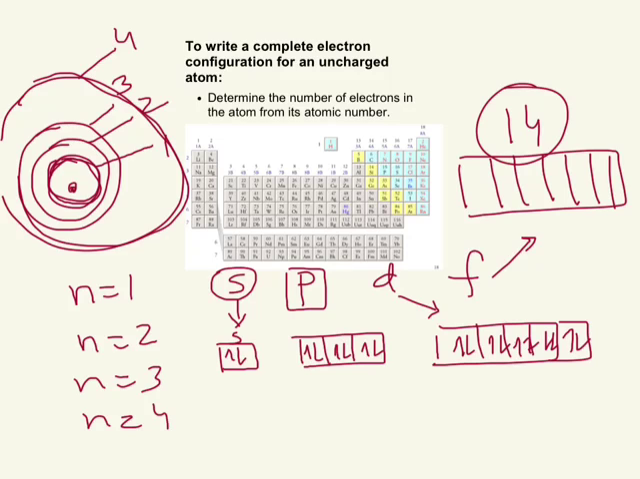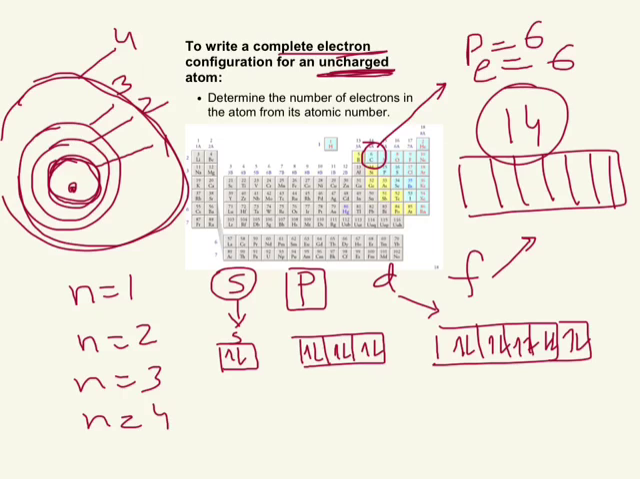So the next thing we're going to learn is how to write the electronic configuration. The first rule is to write a complete electronic configuration for an uncharged atom. Find the number of electrons in the atom from its atomic number. Let's say we want to write down the electronic configuration of carbon. Carbon is 6, where 6 is the atomic number. Atomic number is the number of protons, meaning it has 6 protons. For a neutral atom, the number of protons is always equal to the number of electrons, which is 6. So now we know an atom of carbon has 6 electrons.